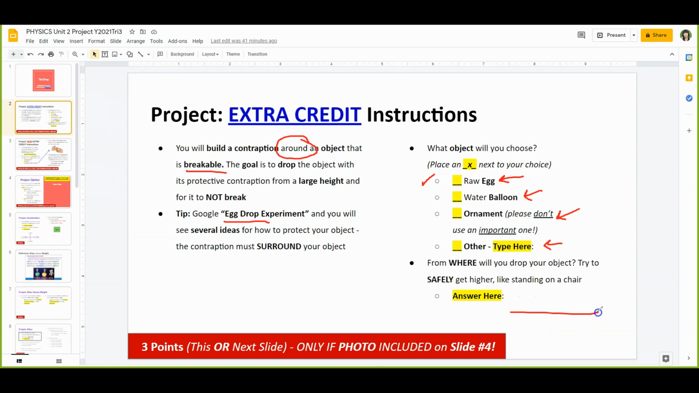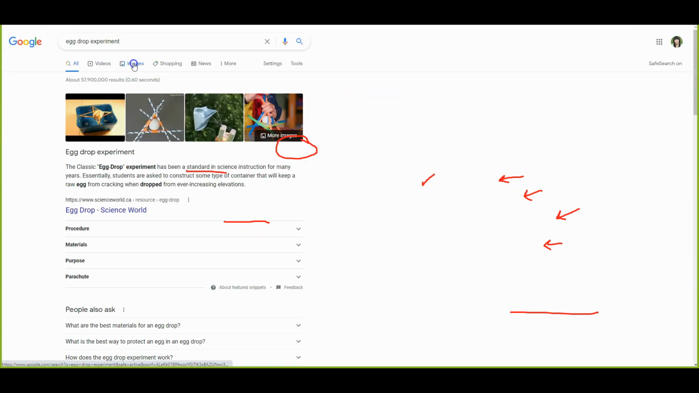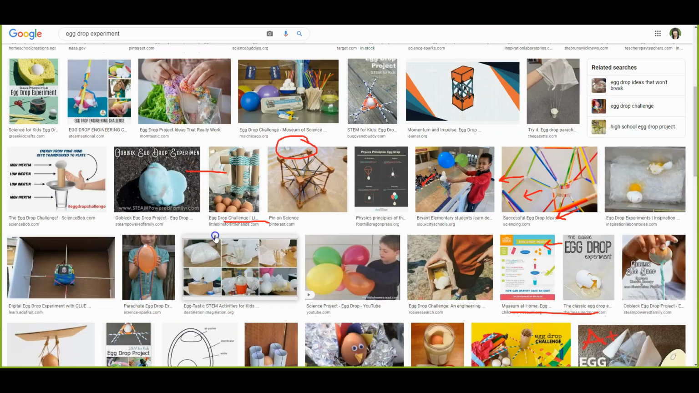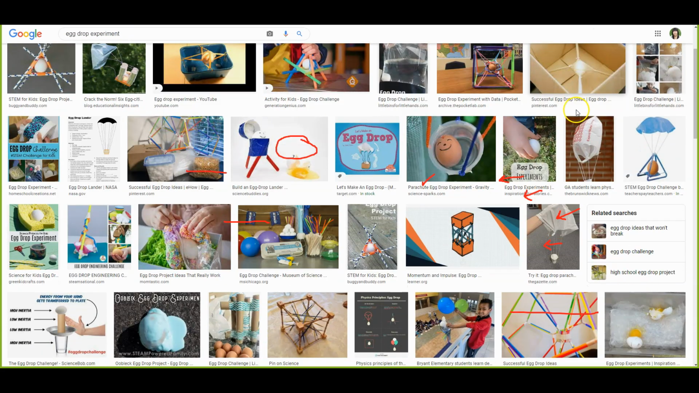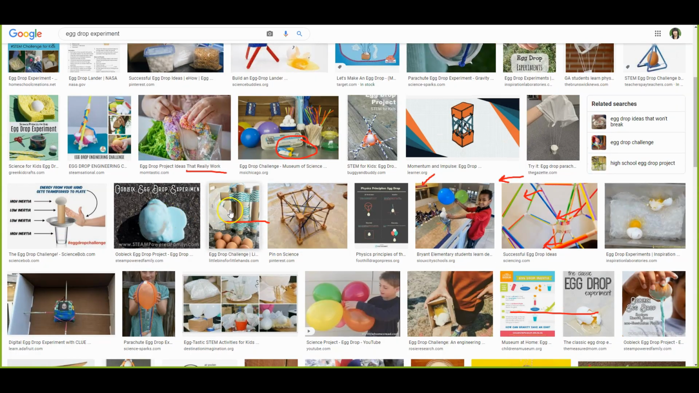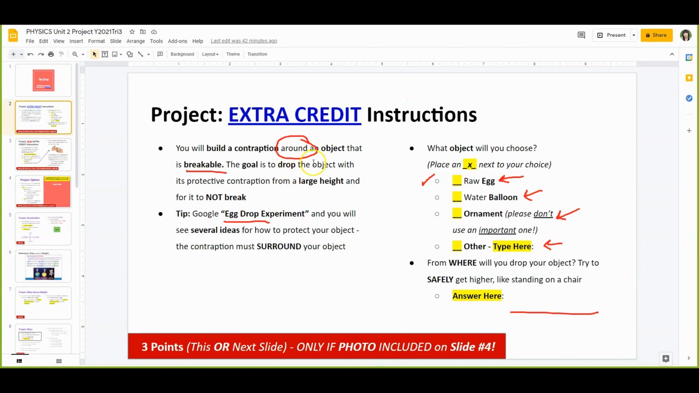All right, so you'll go ahead and just tell me right here, where will you drop that object from in its protective contraption. Again, highly recommend that you Google egg drop experiment, and then you can actually see a bunch of different pictures of people doing these egg drop experiments. It just needs to be made of anything that is around your house. So you can see examples of straws, of cotton, of plastic bags, of paper towel holders, bubble wrap, balloons, etc. Okay, so anything that you can use around your house.